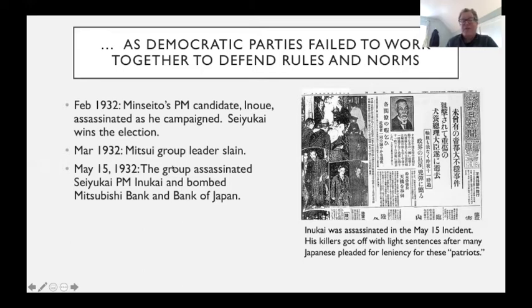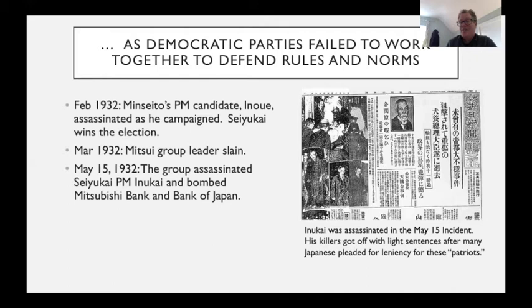But that turned out to be only the first of several assassinations. Just one month later, the leader of the Mitsui Business Group, a giant business conglomerate in Japan, is slain by another member of the group. And then on May 15th, 1932, often known as the May 15th incident, the group assassinated Seiyukai Prime Minister Inukai and bombed Mitsubishi Bank and the Bank of Japan.